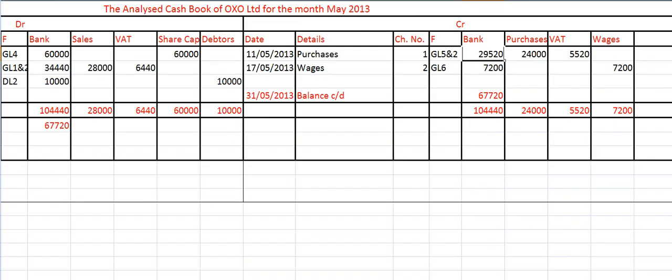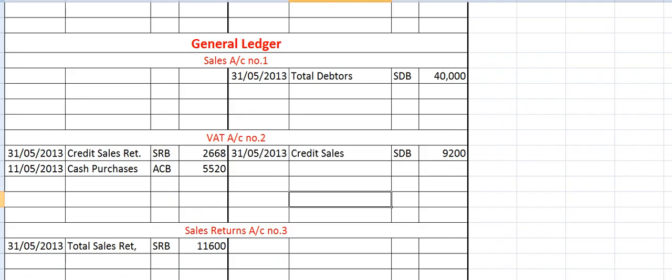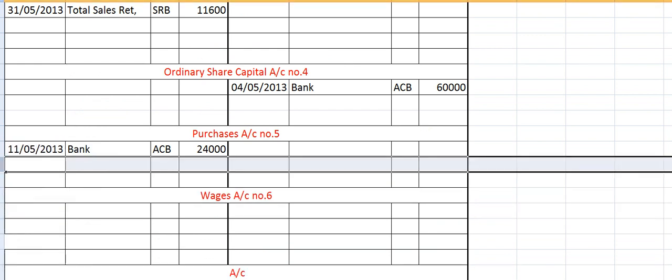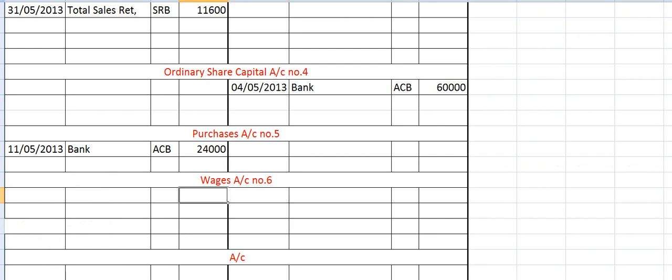Next one to do is the 17th of the 5th, paid wages. That's money going out on the credit side, so we open general ledger account number 6, credit here, debit here, and we're going to open a wages account. Wages account number 6. Doesn't look like there's going to be any more in purchases, so you only need to skip one line. So wages was credit the cash book, debit the ledger, and the amount is 7,200 on the 17th of the 5th, 2013. That's bank, ACB. Okay.